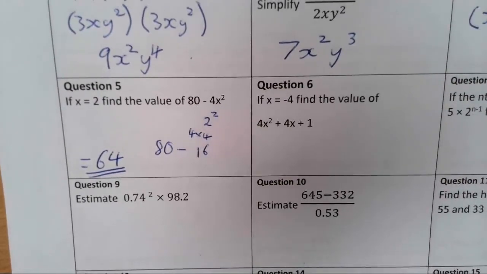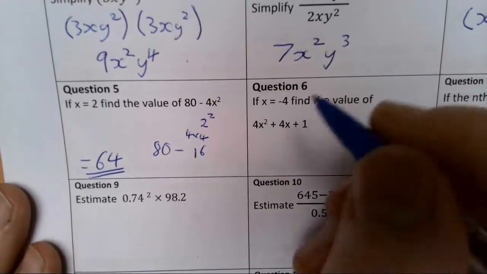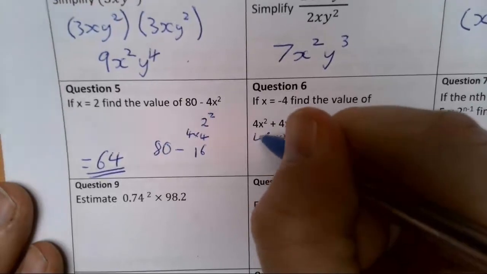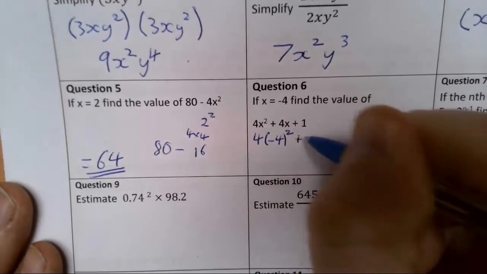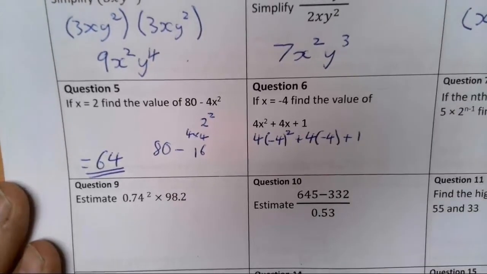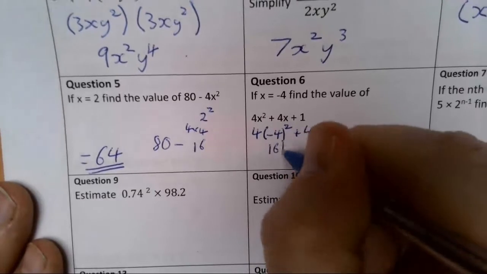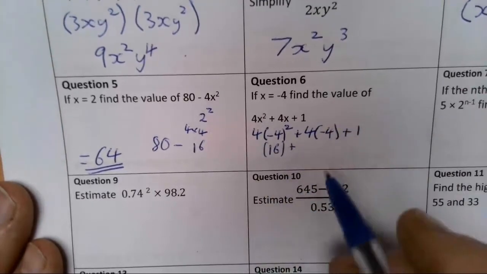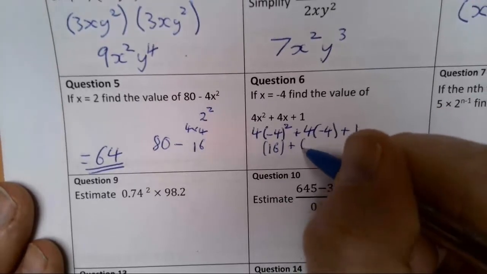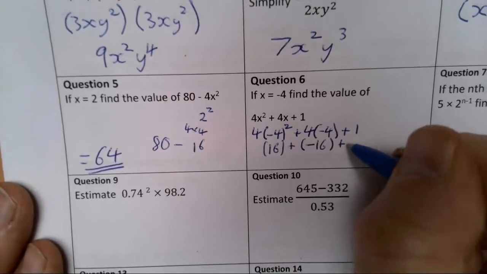Okay, if x equals minus 4, find the value of this. So I'm going to take my time to substitute in carefully here. So I've got 4 lots of minus 4 squared, plus 4 lots of minus 4, plus 1. So minus 4 squared is actually plus 16. And then I'm going to add 4 lots of minus 4, which is going to be minus 16. And then I'm going to add 1.